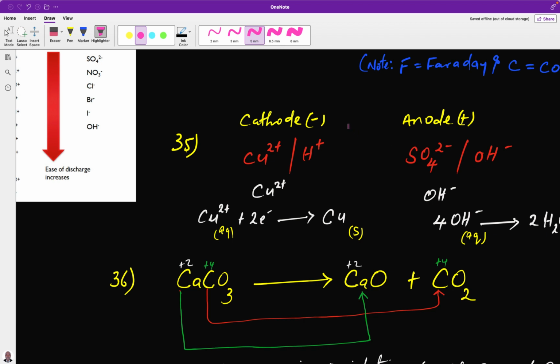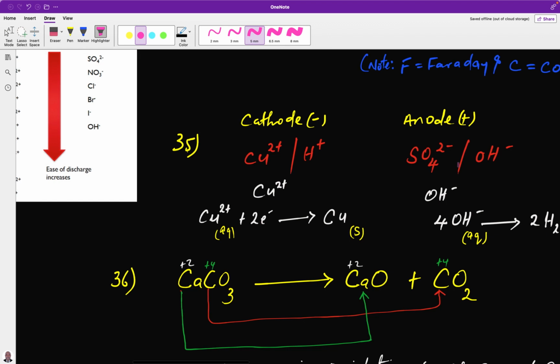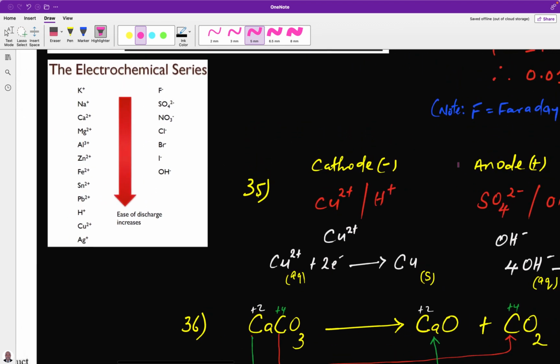Now it is copper sulfate. When copper sulfate dissolves or ionizes in water, copper 2 ion is produced, and sulfate is produced. The copper cation will go to the cathode, while the sulfate anion will go to the anode. Now we have two cations at the cathode and two anions at the anode. Which one is going to be deposited? It will be based on the electrochemical series.